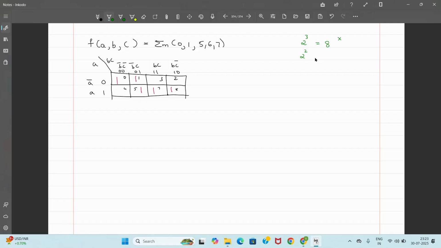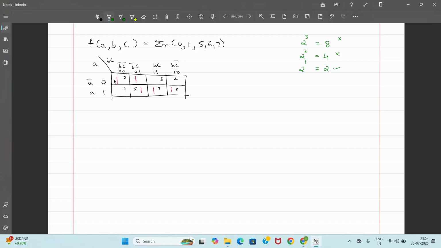So this is not possible. The next higher number will be 2 power 2, which is nothing but 4, or a quad. That is, you should have 4 adjacent ones, or 4 ones together next to each other. In that case, you can make a quad. But in this question, there is no possibility of getting a quad as well. So the next higher number will be 2 power 1, which is nothing but a pair. Okay. So here if you see, you can group them into pairs. So pairs are possible.